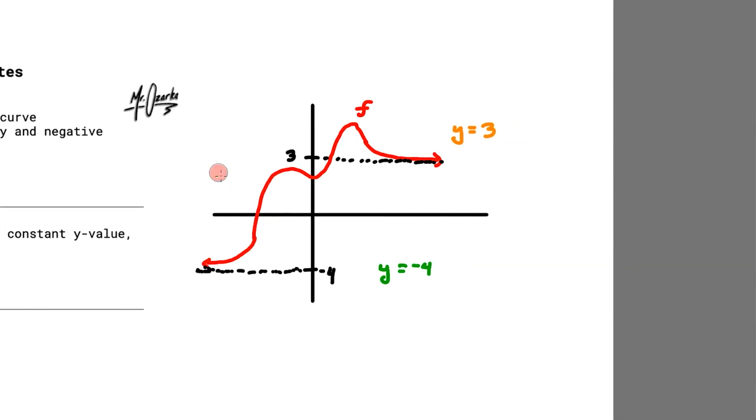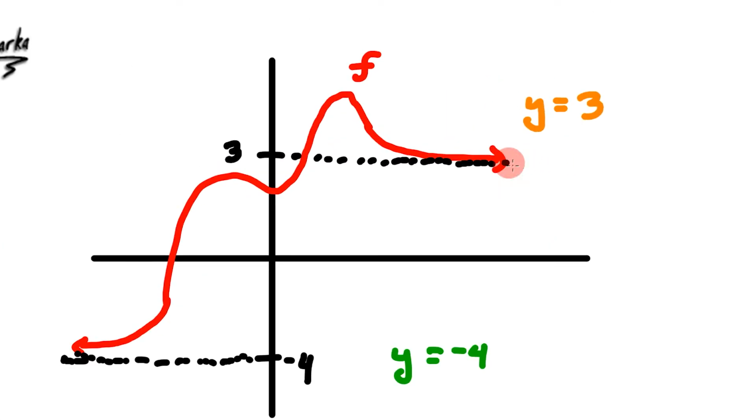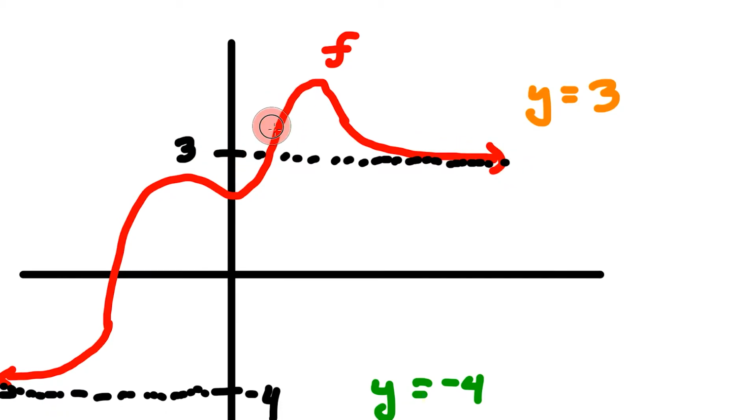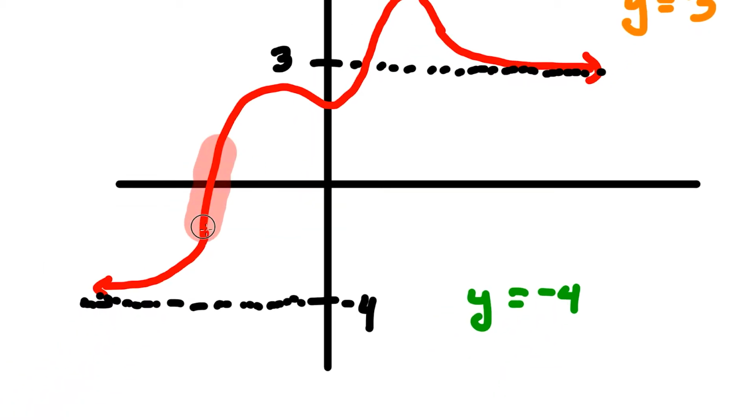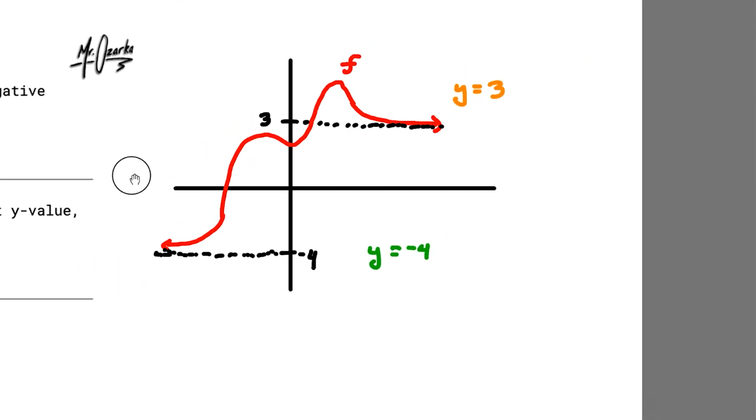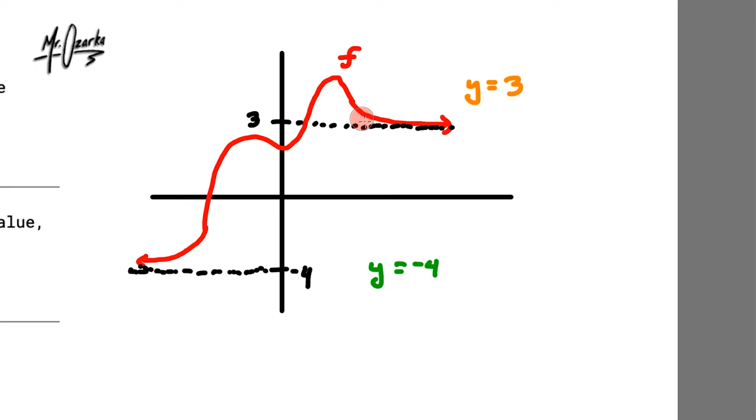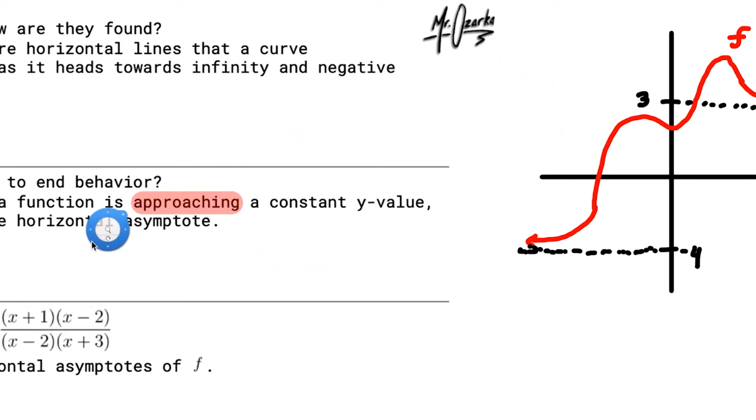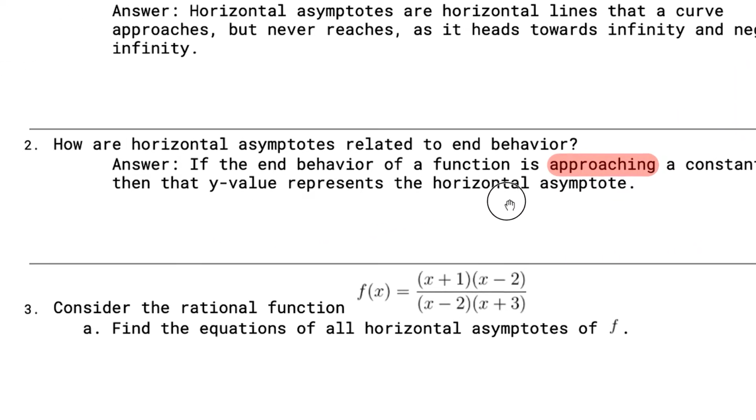And I kind of talked about that over here. If you notice this end of the graph, so that for the end behavior going this way, it's approaching 3, okay? The other end of the graph over here is approaching -4, y equals -4. So that's kind of how end behavior relates to horizontal asymptotes. If the ends of a graph are approaching a specific value, then those values represent the horizontal asymptote. Okay, so that's number 2.